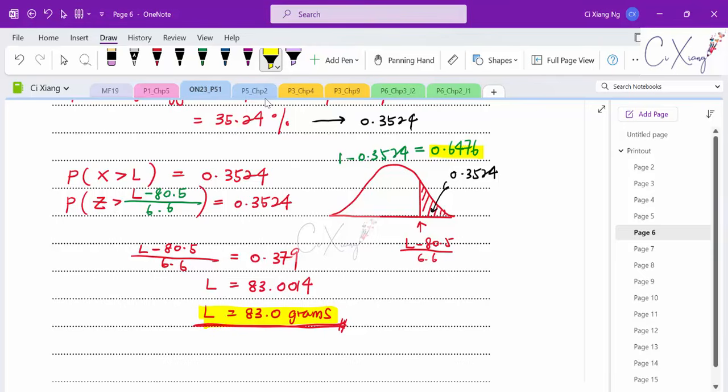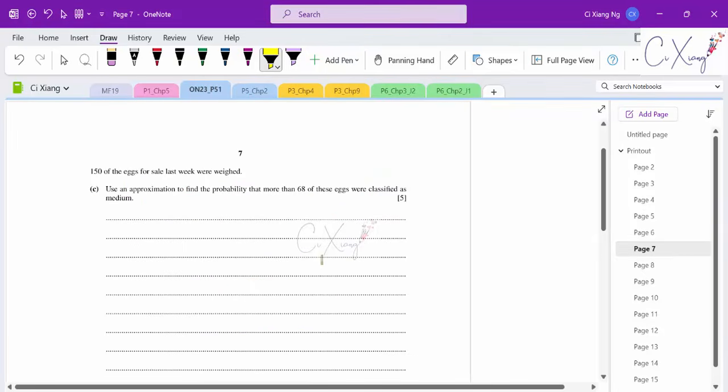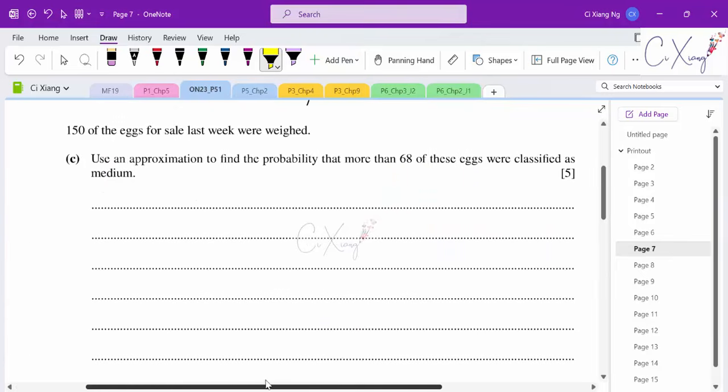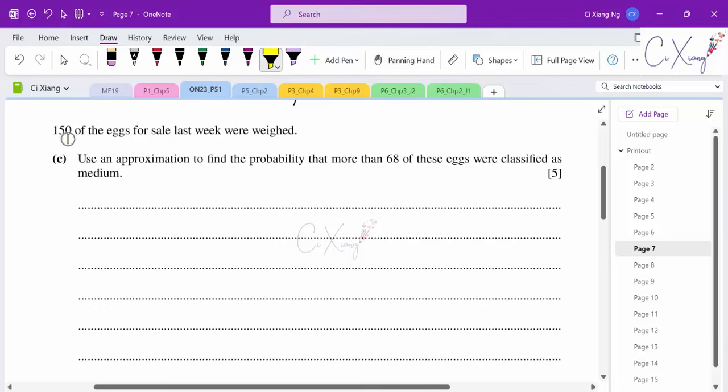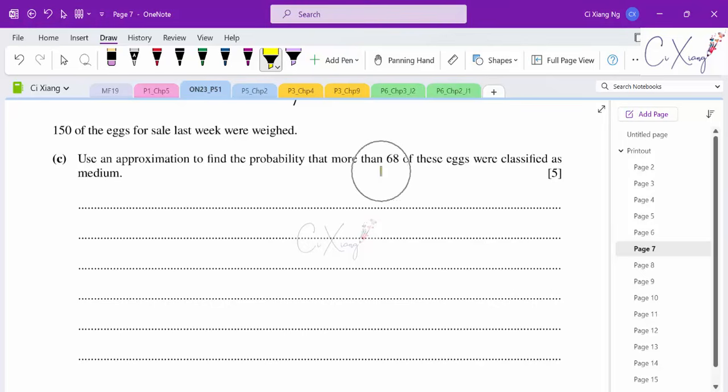Okay, yeah, so this is part B. Then let's continue to part number C. For part number C, I'm now having 150 of the eggs. Then they want us to find more than 68 of the eggs, something happened.